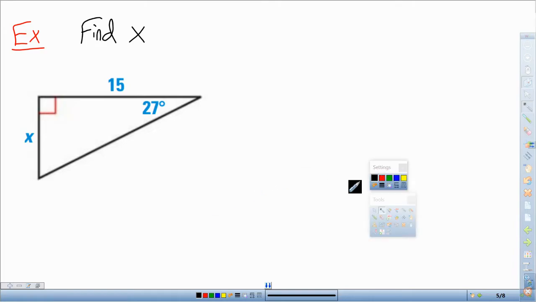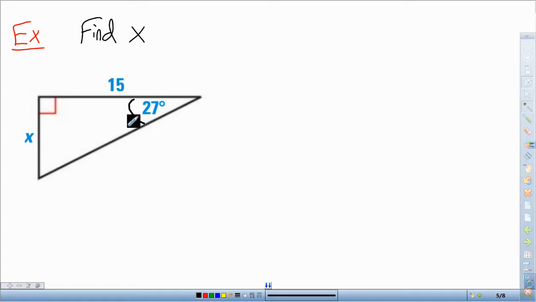Okay, so this is really what it's all about. Here is the idea: when we go to find a missing side length, we want to use an angle that we know. Right now they're giving us, and by an angle I mean one of these two small acute angles, this one. So this is what we're going to use: 27 degrees.